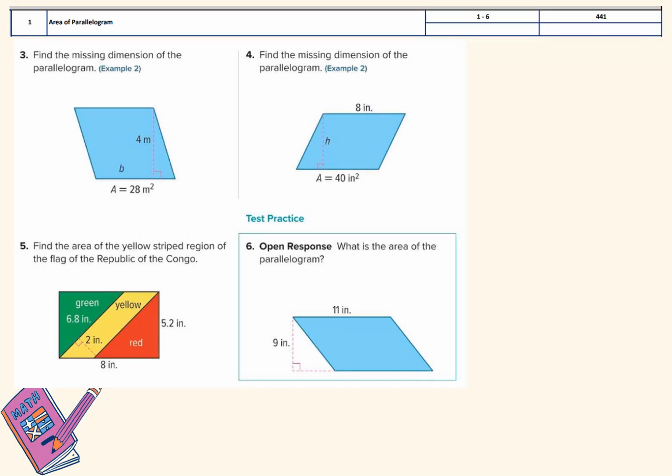On this page, questions 3 and 4 have the same idea, so I'm going to solve question number 3. As you see, the area is given, which is 28 square meters. The question is, find the missing dimension of the parallelogram. The missing dimension is the base. I know that the area of a parallelogram is base times height. I'm going to replace A by its value, which is 28, equals base times the height, which is also given, 4.